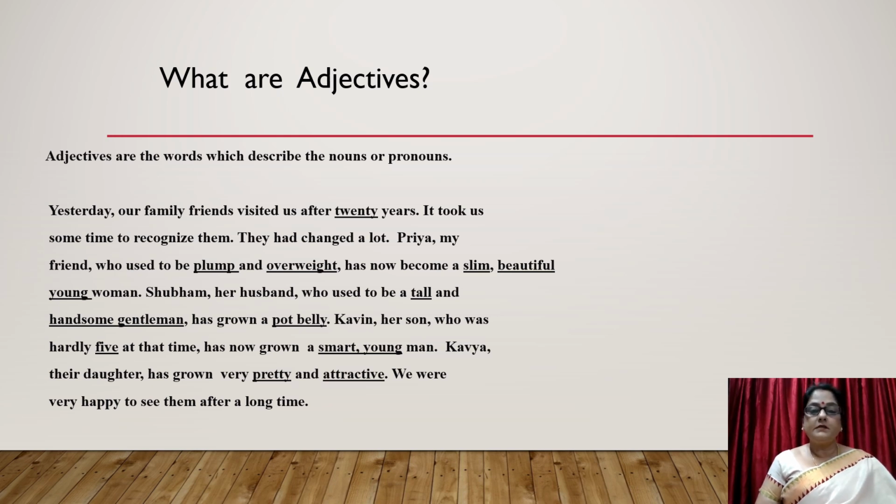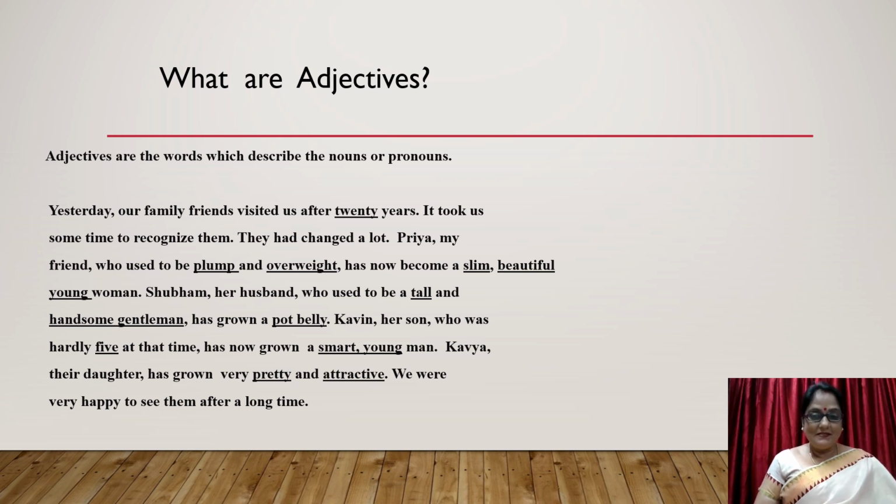Shubham, her husband, who used to be a tall and handsome gentleman, has grown a pot belly. Kavin, her son, who was hardly 5 at that time, has now grown a smart young man. Kavya, their daughter, has grown very pretty and attractive. We were very happy to see them after a long time.